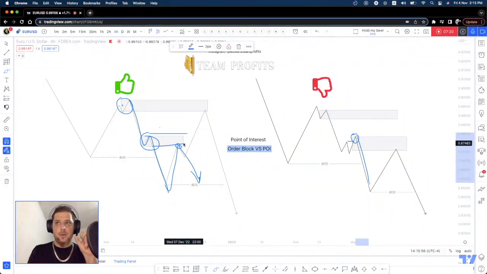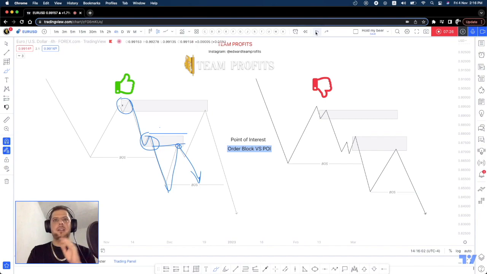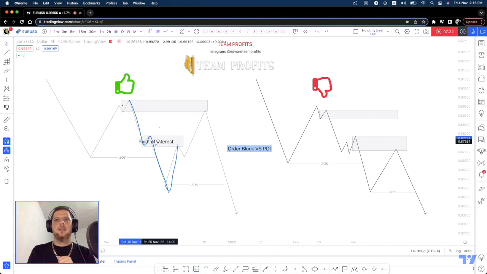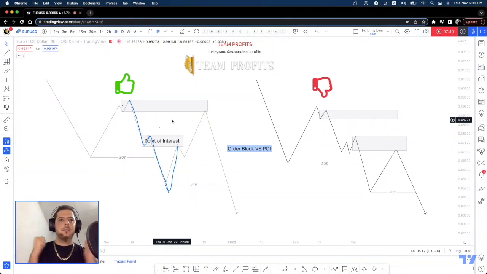Okay, it's a zone that you want to pay attention to. This is where the POI comes in. Okay, it is just a point of interest. So right here in this area, this is just your POI. It's a zone that you still need to watch, but it doesn't mean that you have to get in or place a sell limit order right away. Okay, no, it is just a point of interest for you to keep an eye on.